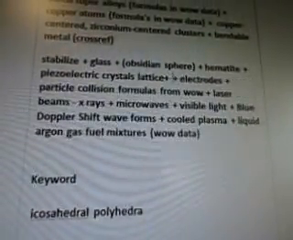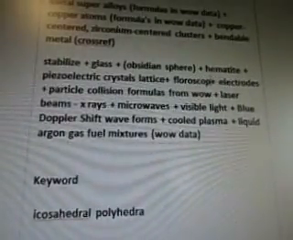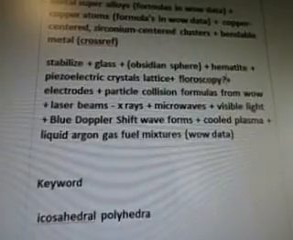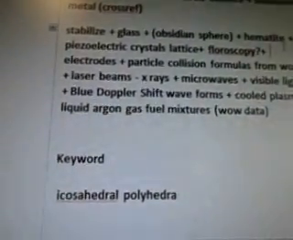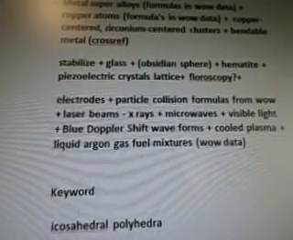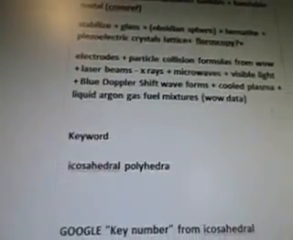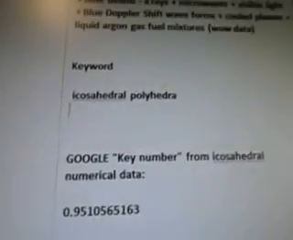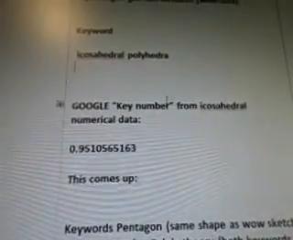And there's that fluoro whatever the thing, I forget what it's called, fluoroscopy, question mark, because I don't remember the word for it. Okay, electrodes, particle, collision formulas from WOW. We have our laser beams, x-rays, microwaves, visible light, blue Doppler shift, waveforms, cooled plasma, liquid argon gas fuel mixtures from the WOW data. So the keyword icosahedral polyhedra. So I'm going to Google a key number from the icosahedral numerical data.